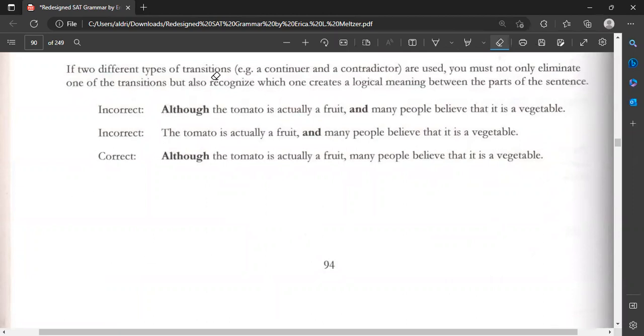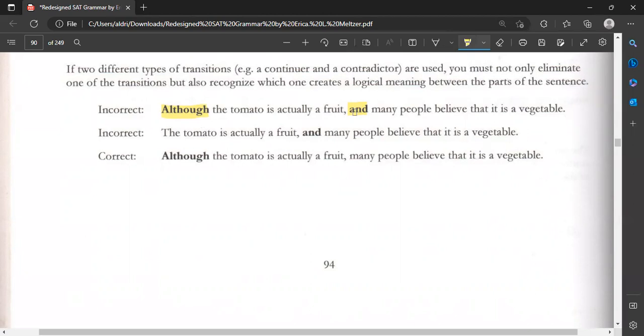If this was an example of a sentence that brought two transitions, look at these transitions here. We have "although," which is a contradicting transition, and then we have "and," which is a continuer. So we have a contradictor and a continuer. So we need to eliminate one because why? Because this is a double transition. But the thing is, which one are we going to eliminate?